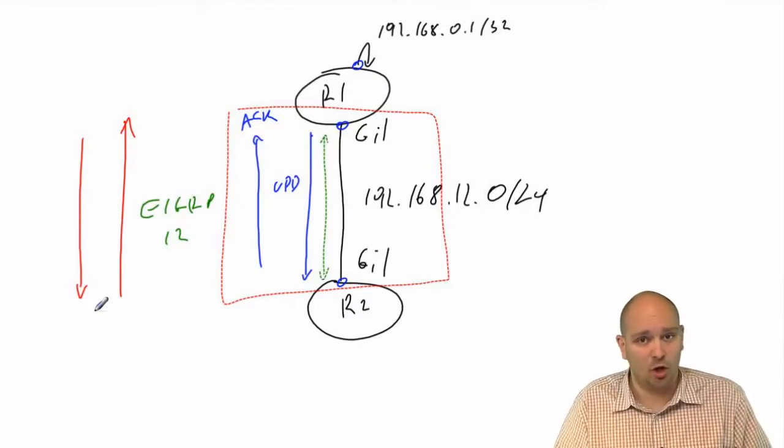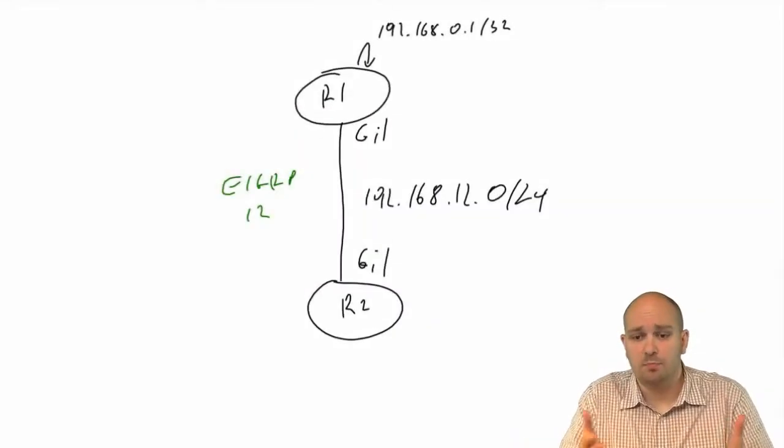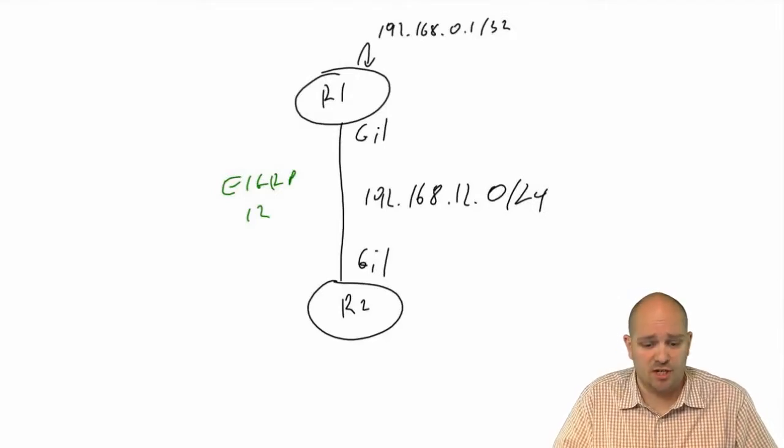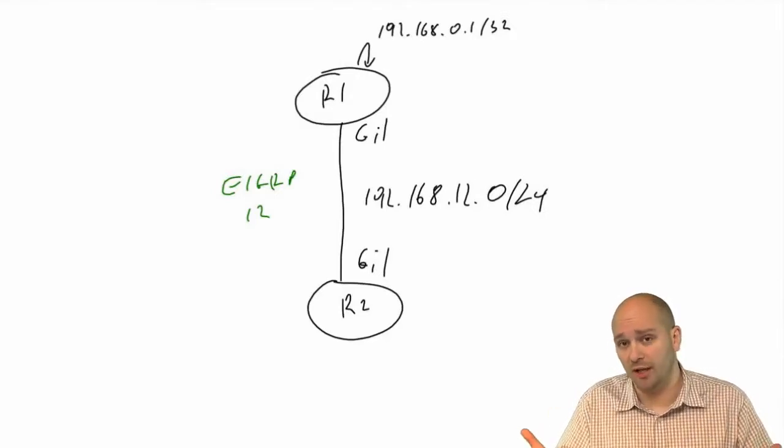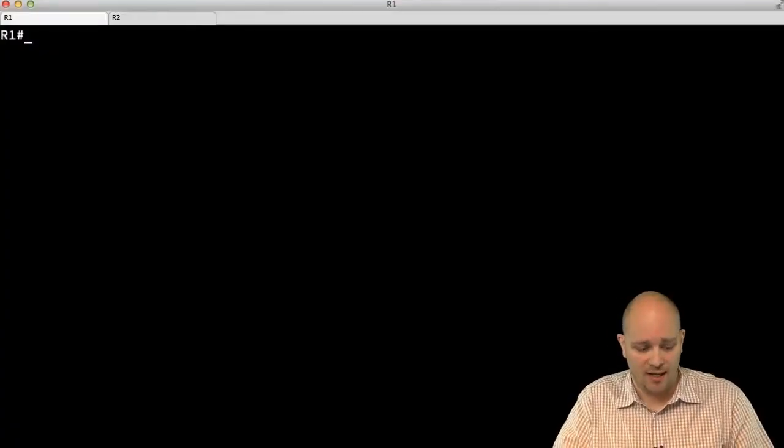So let's now take a look at this in action. I'm going to start by simply building this network that I just described. I have already configured the layer 2 part of it, so I do have the connectivity between R1 and R2. So let's just go ahead and confirm that.